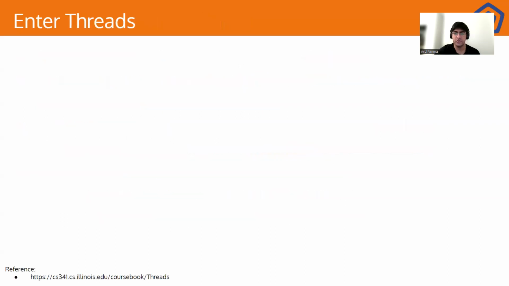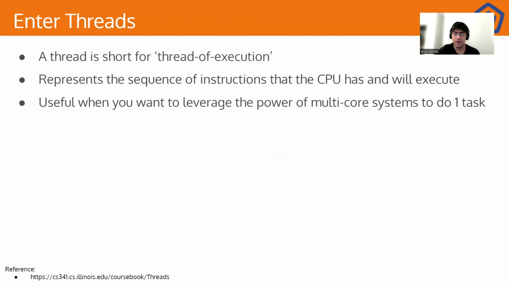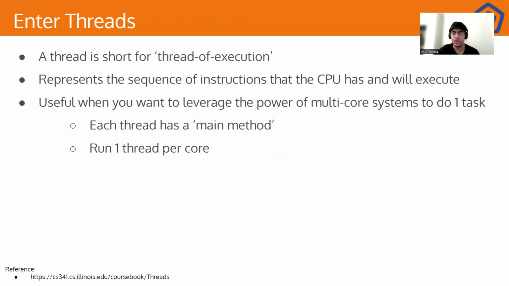But that's not entirely true. And this is where we bring up the concept of threads. Thread is short for thread of execution, which just means the sequence of instructions that the CPU will execute. And it's useful when you want to leverage the power of multi-core systems to do one task. The reason is that each thread is treated as its own process to execute. Each thread has its own main method, and you can run a singular thread per core.